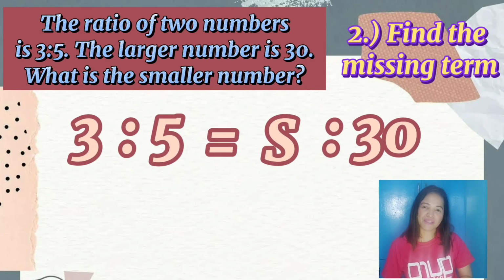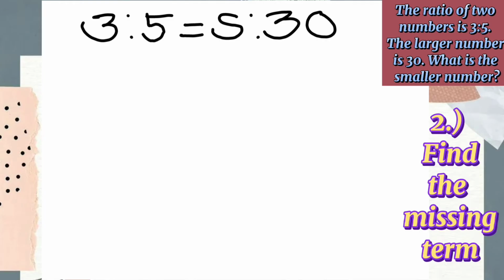Find the missing term in a proportion. Let's solve now our problem by finding the missing term in our proportion. So our first ratio is the smaller to larger number. We have 3:5. And the second ratio, nawawala yung smaller number doon. Kaya naman ang ginamit muna natin ay S. And the larger number is 30. Let's now solve it by multiplying the extremes and the means.